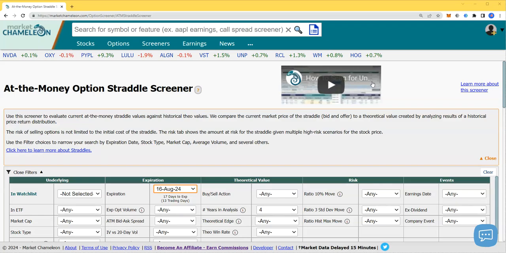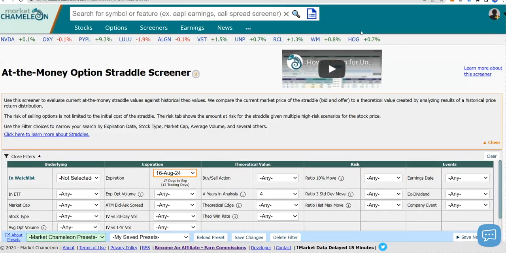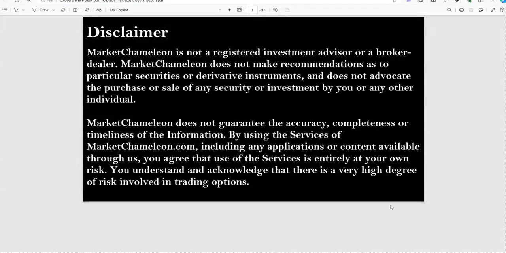Learn how to trade at the money options straddles. This is what we're doing today. We're talking about straddles, how to find them, how to have an edge in the market with Market Chameleon. So let's get started. And before we do, read the disclaimer.